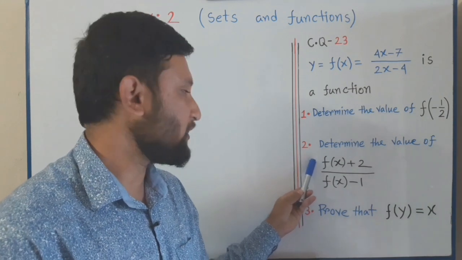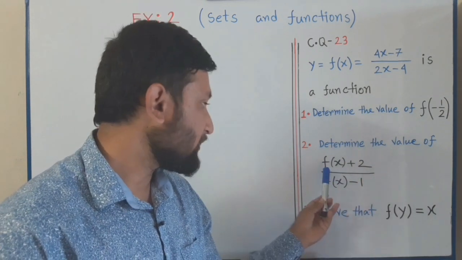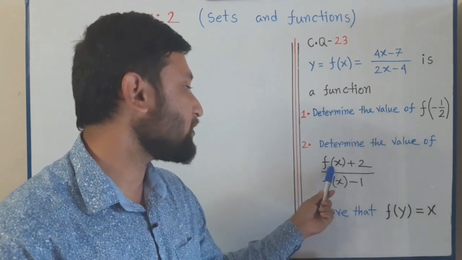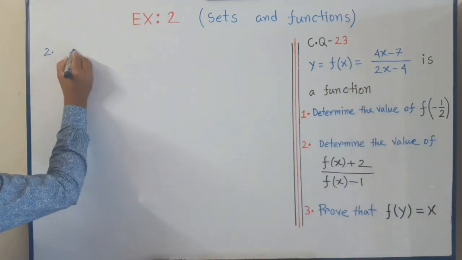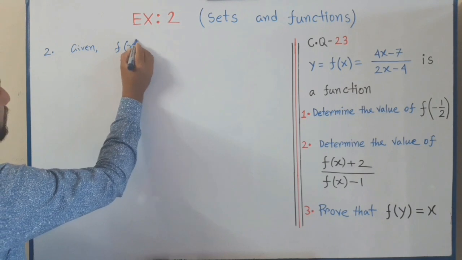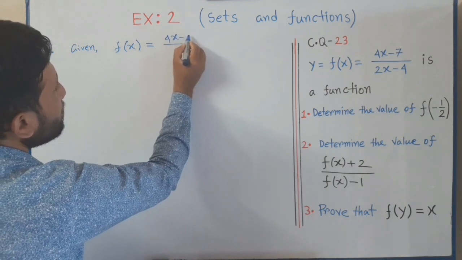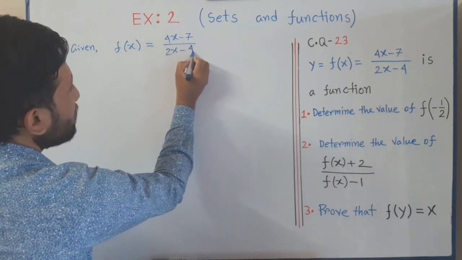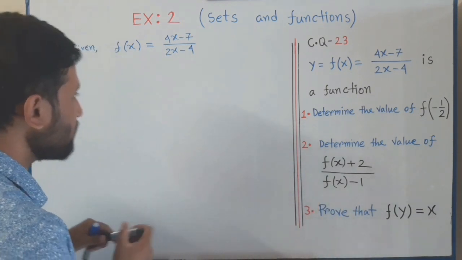Now, second one. The question is, determine the value of this expression. Here see that (f of x plus 2) divided by (f of x minus 1). Okay. So, at first write down the given part of function f of x. For the second, we can write given f of x equal to (4x minus 7) divided by (2x minus 4). But we need to identify the value of this expression. So, write down the expression.